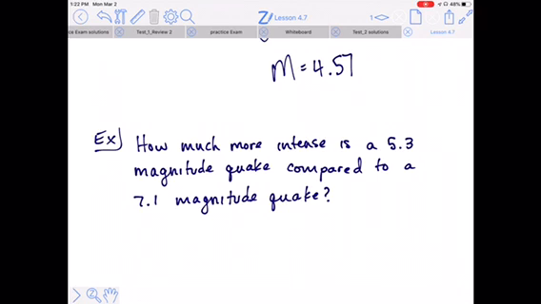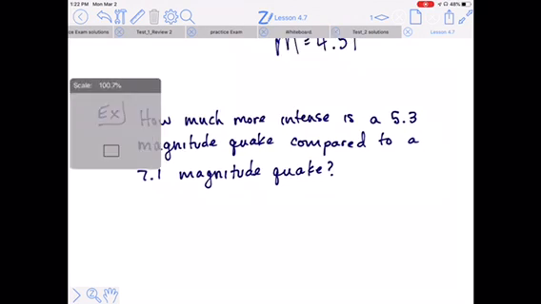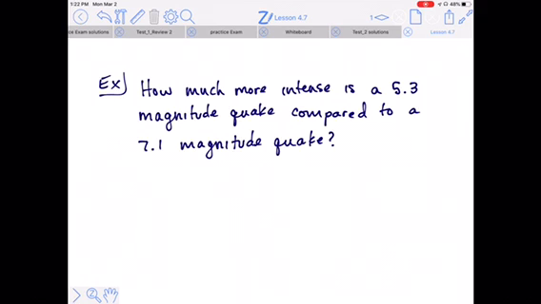So let's suppose we have an earthquake that measures 5.3 on the Richter scale, and then another earthquake that measures 7.1 magnitude. How much more powerful or how much more intense is that 7.1 magnitude? So we're comparing intensities, and we want to see how much more intense. We need the intensity of the second quake divided by the intensity of the first quake. That's what we ultimately need to find.